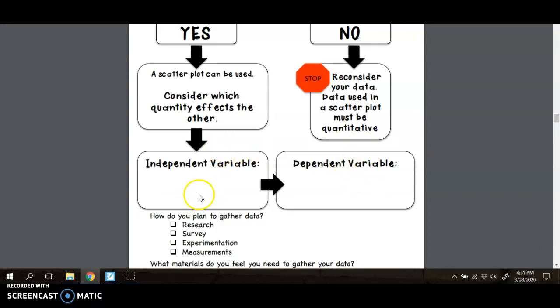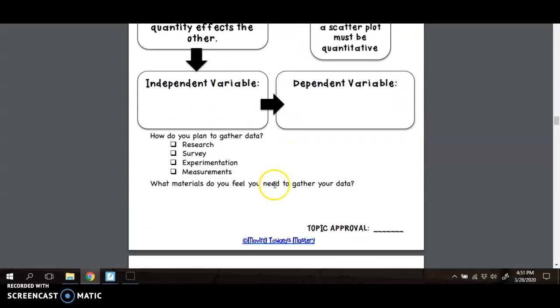So what are you measuring, and what are you measuring that it could cause? Now there's 4 different ways that you can do this type of project, okay? And I usually like to give an example of each. I think I'm only going to give you an example of an experiment, survey, and measurement though. One way you could do this is you could research.